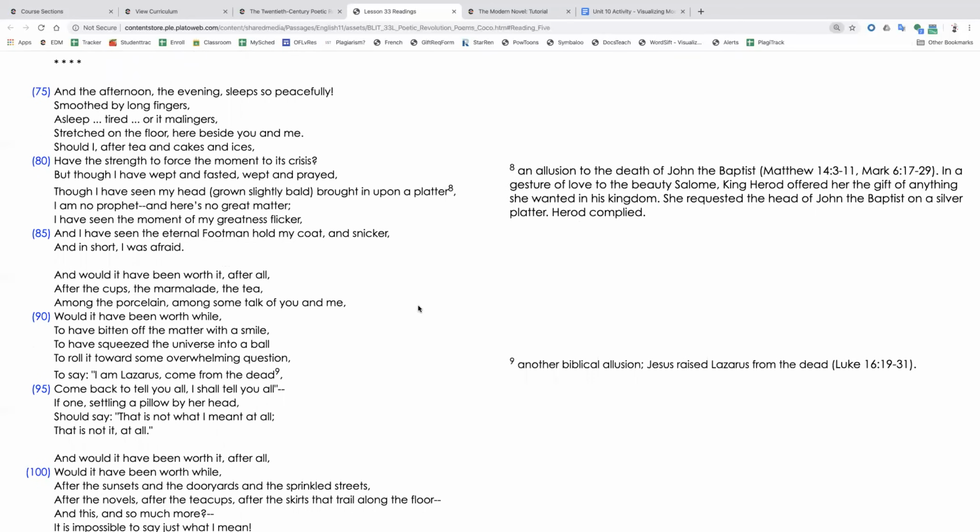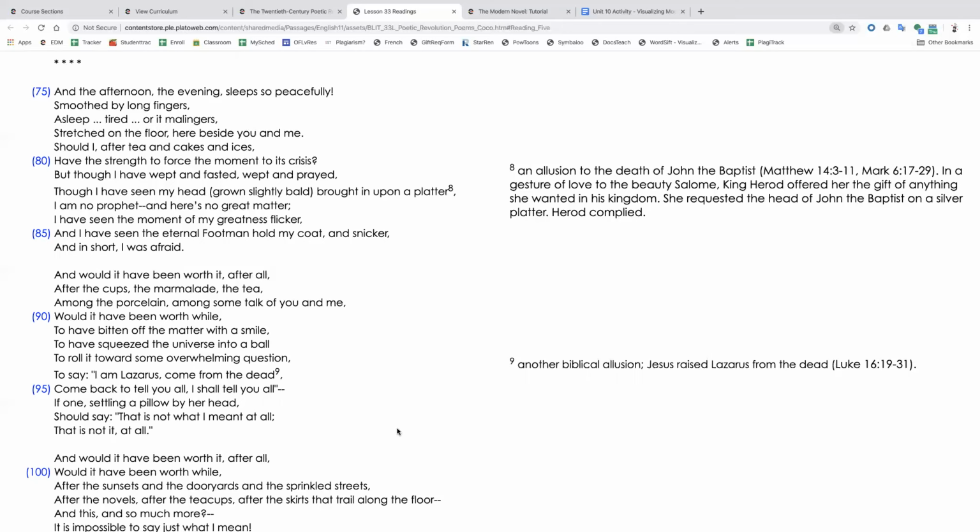And the afternoon, the evening sleeps so peacefully, smoothed by long fingers, asleep, tired, or it malingers, stretched on the floor, here beside you and me. Should I, after tea and cakes and ices, have the strength to force the moment to its crisis? But though I have wept and fasted, wept and prayed, though I have seen my head, grown slightly bald, brought in upon a platter, I am no prophet, and here's no great matter. I have seen the moment of my greatness flicker, and I have seen the eternal footman hold my coat and snicker, and in short, I was afraid.